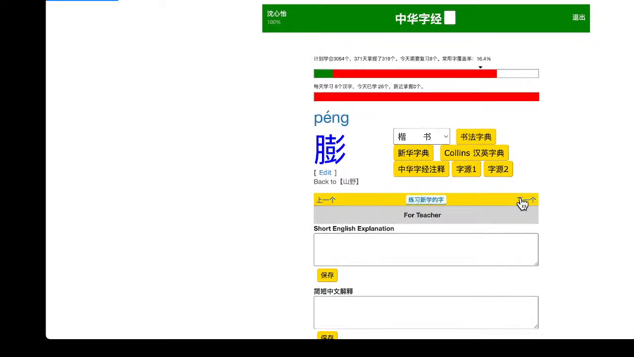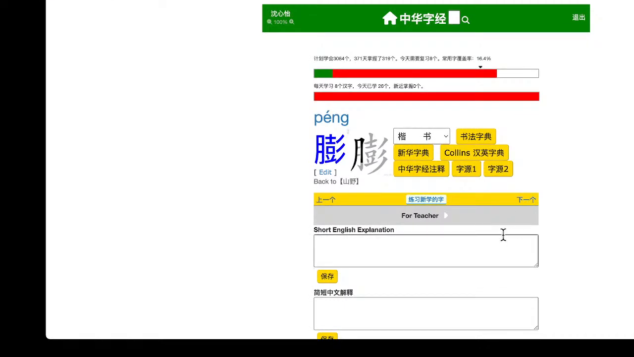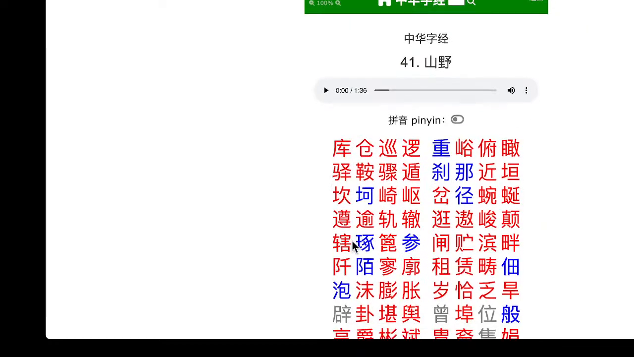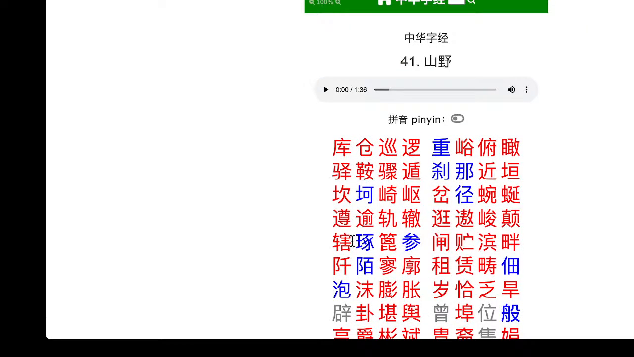Next one, 盆. Oh, I think I went over. We should stop at the 半. So I'm going to stop right here. Today we learned the two lines.